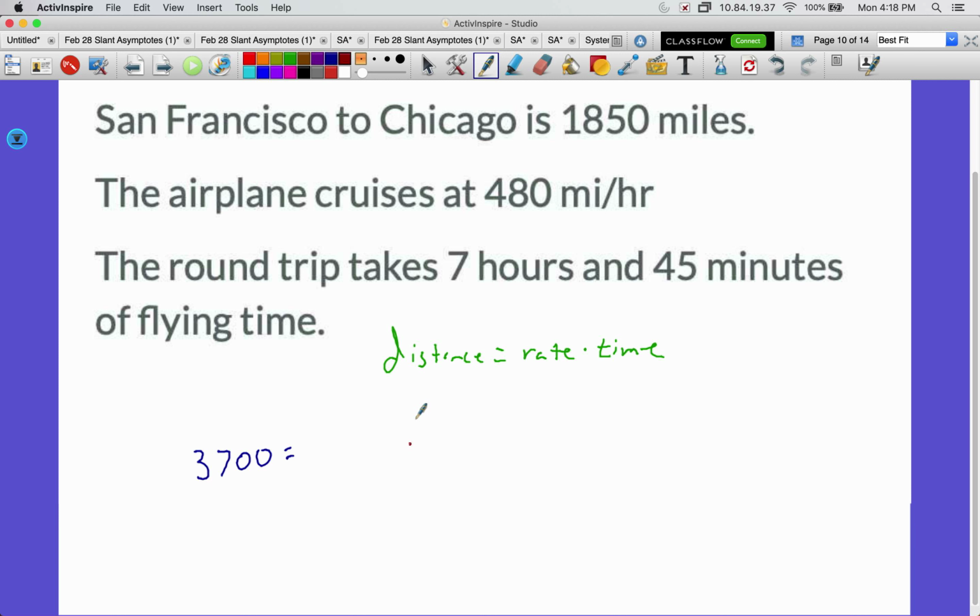I kind of want to do this differently because if I just try to add them together, it's hard. I'm going to set it up a little bit like a system, but I'm still only going to be solving one equation. So okay, the first trip is 1850 miles. My rate is going to be my cruising speed, 480. We'll say this time it's with the wind, so it'll be plus W times my time, and we'll convert this into a decimal. 45 minutes would be 0.75 hours, so 7.75.